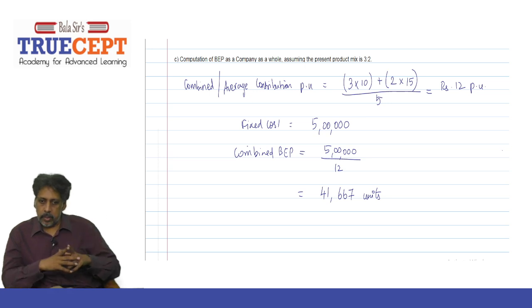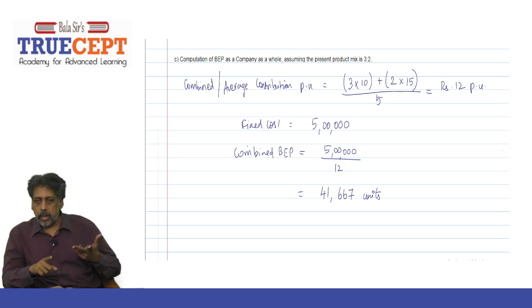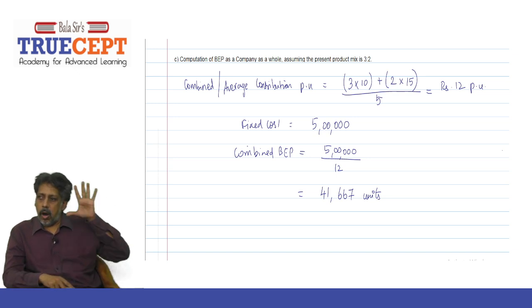The mix. We know in factory X, the company is producing and selling 30,000 units, and Y 20,000 units. So what is the mix? 3 is to 2. That means for every 5 units sold, we are selling 3 units from factory X and 2 from factory Y. So I take 3 into rupees 10 contribution plus 2 into rupees 15 contribution. The whole divided by 5 units, you'll get the average contribution per unit. You get rupees 12 per unit.